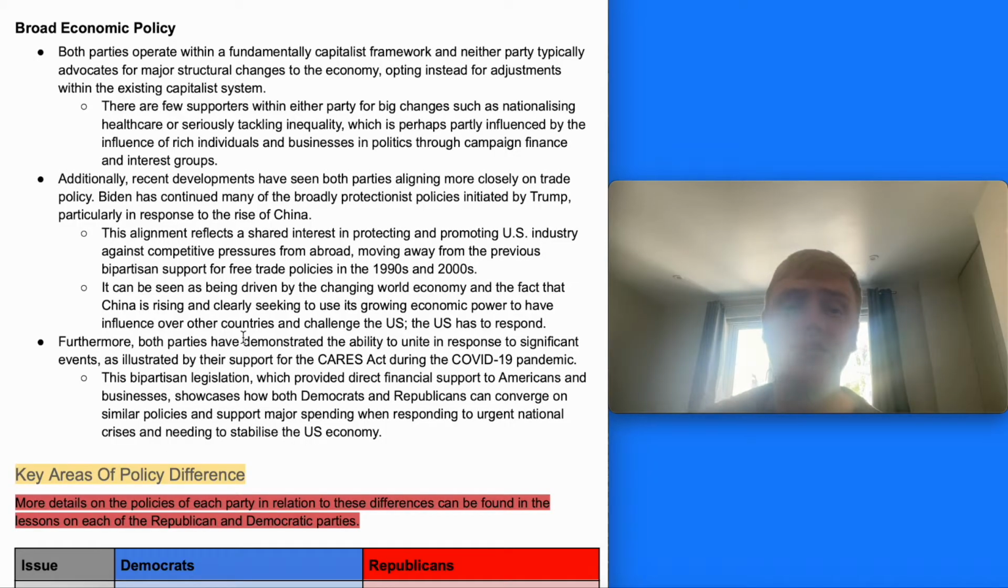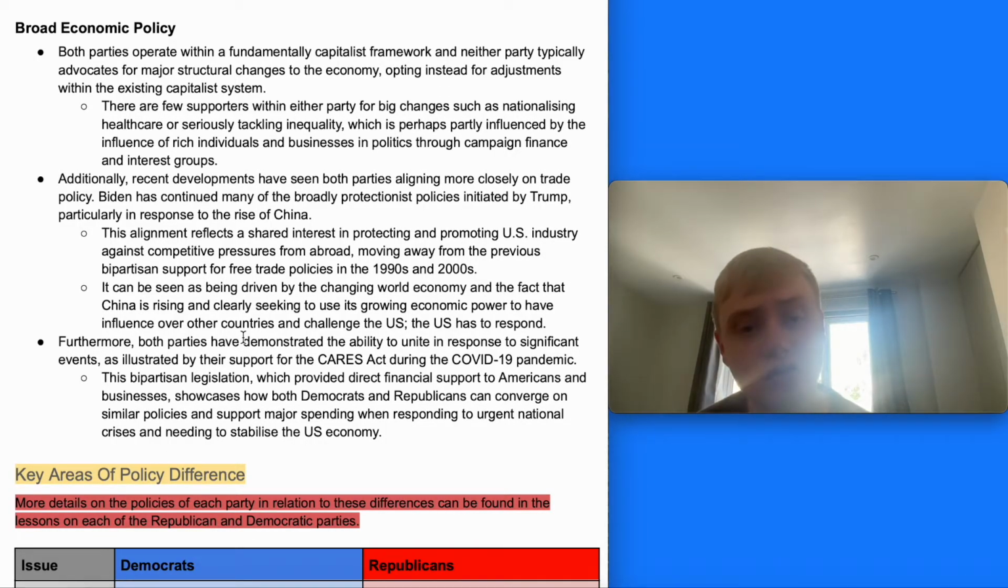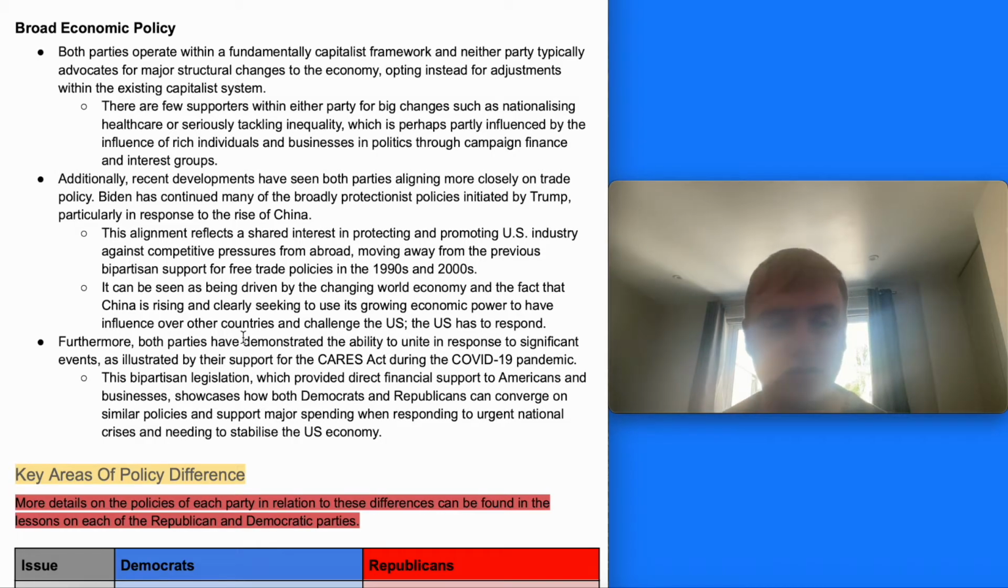Additionally, recent developments have seen both parties aligning more closely on trade policy. Biden has continued many of the broadly protectionist policies initiated by Trump, particularly in response to the rise of China. This alignment reflects a shared interest in protecting and promoting US industry against competitive pressures from abroad, moving away from the previous agreement between the parties on free trade in the 1990s and 2000s.